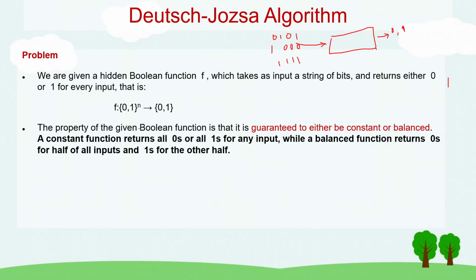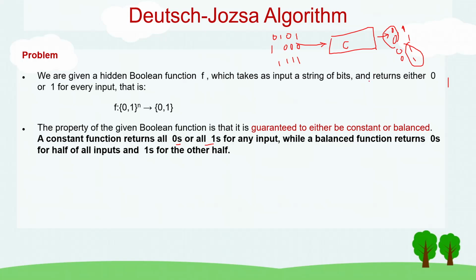Simple. So now it has a special property: this function is guaranteed to be either constant or balanced. So what is constant? A constant function returns all zeros or all ones. For every input you give, it will give 0, 0, 0 or 1, 1, 1. But if it is balanced, for example, if you have 16 inputs, for 8 inputs it will give 0, and for the remaining 8 inputs it will give 1. Balanced, right? The first is constant: all zeros or all ones.